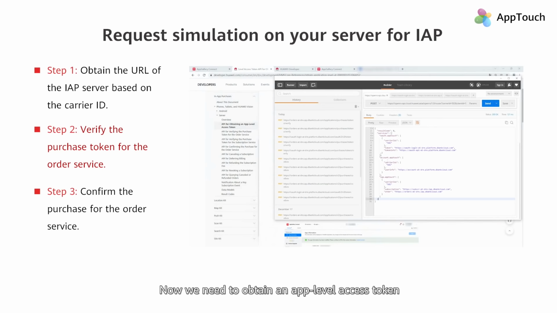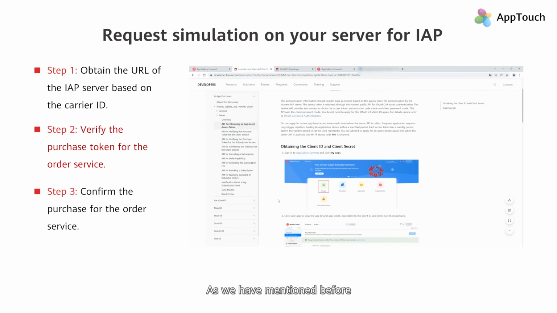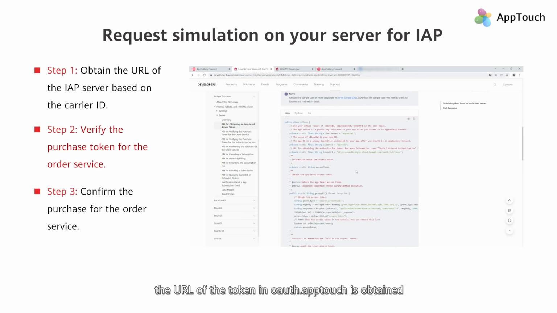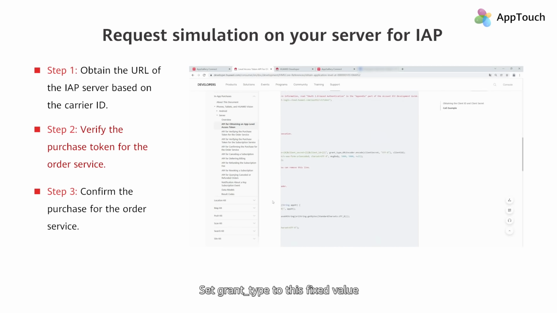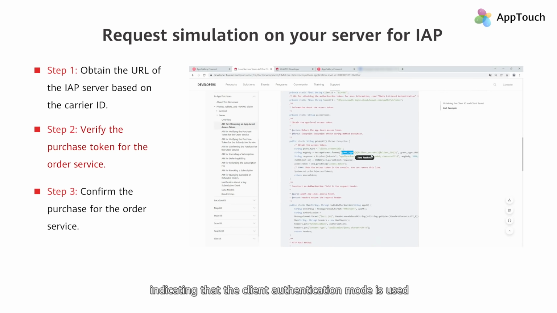Now we need to obtain an app-level access token by calling a server-side API. As we have mentioned before, the URL of the token in OAuth AppTouch is obtained. Use that URL for root URL. Set grant type to this fixed value, indicating that the client authentication mode is used. That is, an app-level access token is obtained.